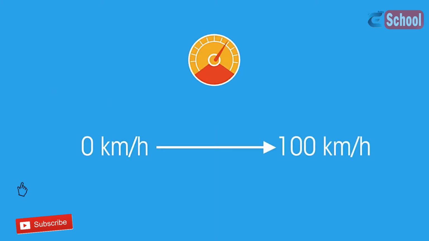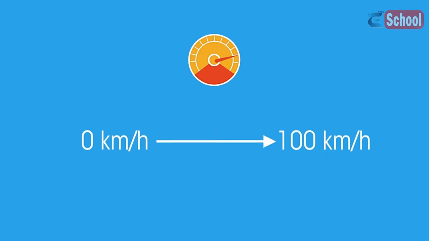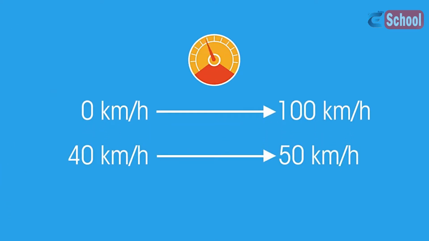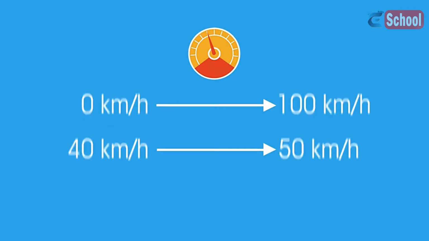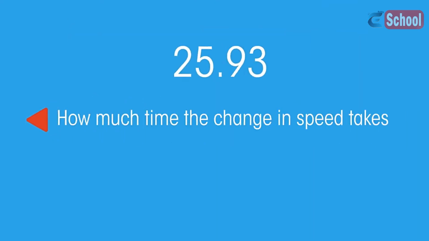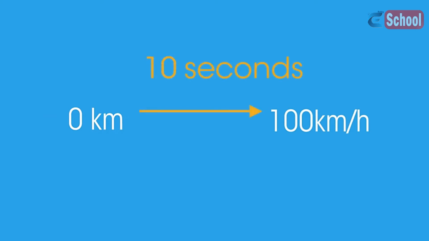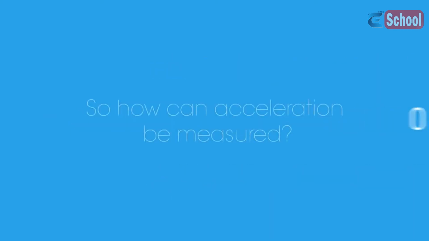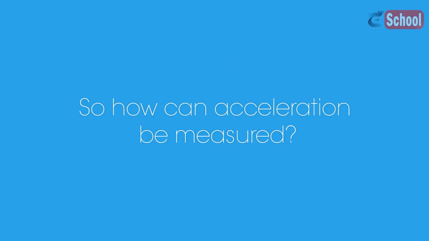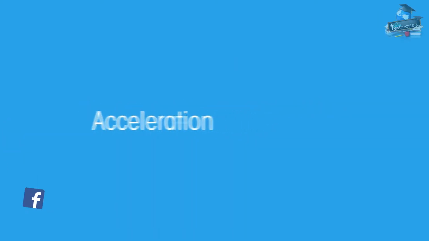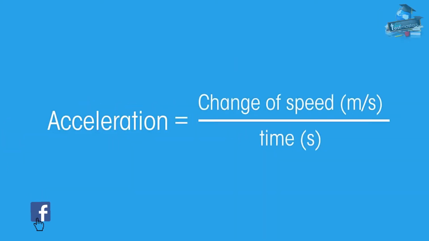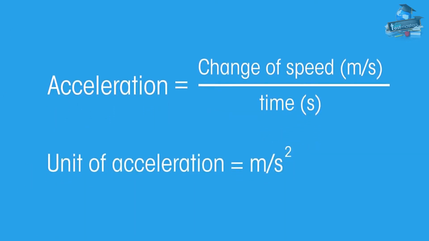So is it from 0 to 100 km per hour, or is it only from 40 km per hour to 50 km per hour? And secondly, how much time the change in speed takes. So have you gone from 0 to 100 km an hour in 10 seconds or 20 seconds? So how can acceleration be measured? Since acceleration is the rate at which an object changes its speed, you can say that acceleration is the change of speed over time. The unit of acceleration is meters per second squared.